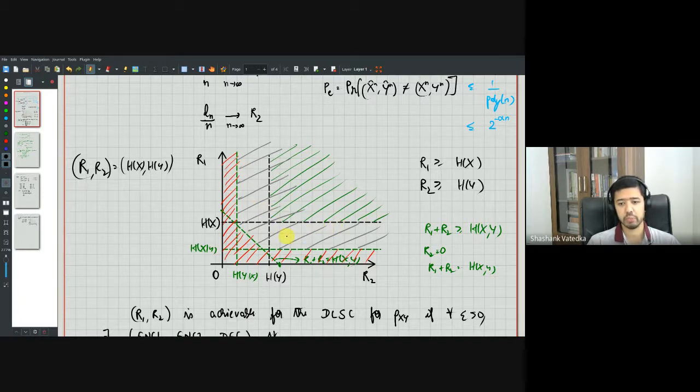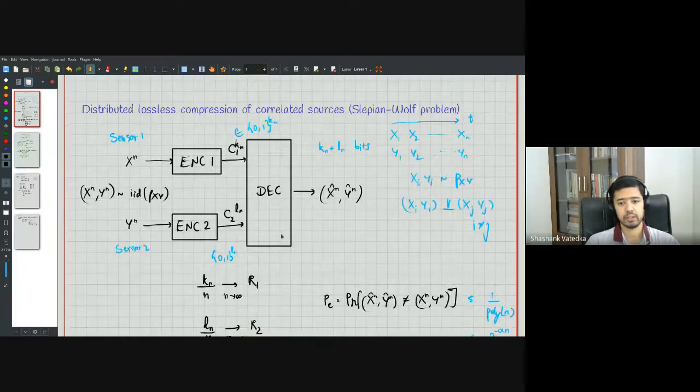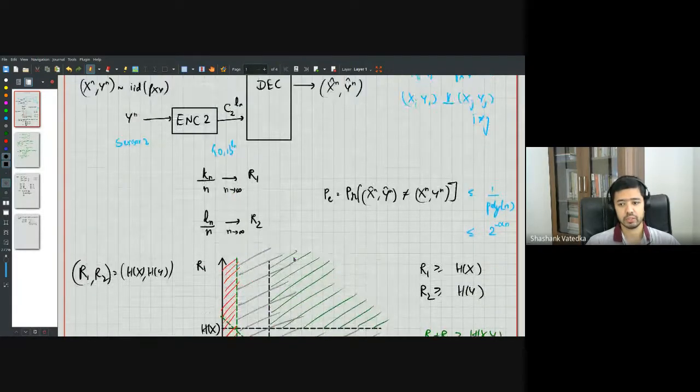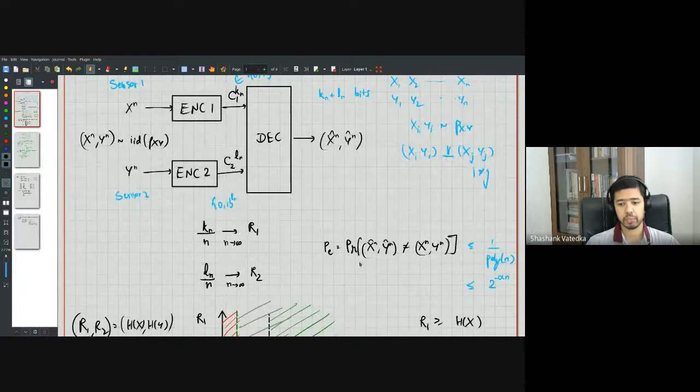So in fact, you can do better than decompressing them separately. You can do some kind of a joint decompression. You can do independent compression, but joint decompression, and in fact lower the rate. Right. So one point I'd like to emphasize over here is that although we're getting these rates which are lower than H of X, H of Y, this is only under this probability of error constraint. So we can tolerate a vanishingly small probability of error. The probability of error is not exactly equal to 0.